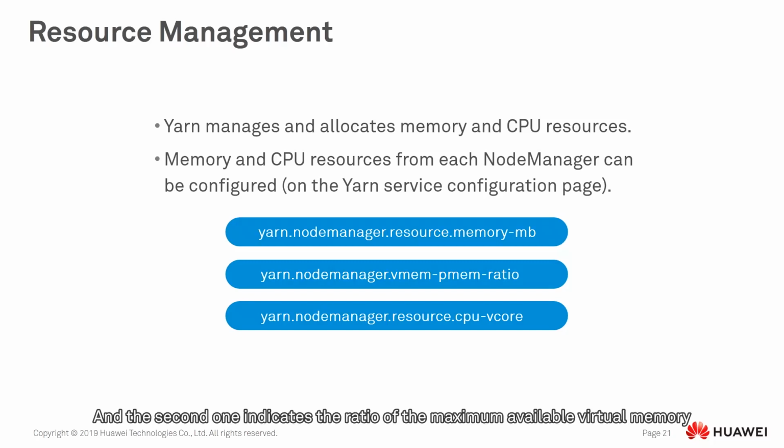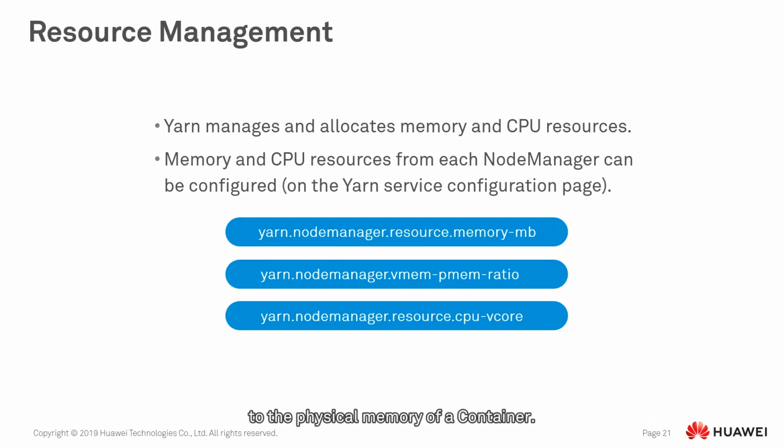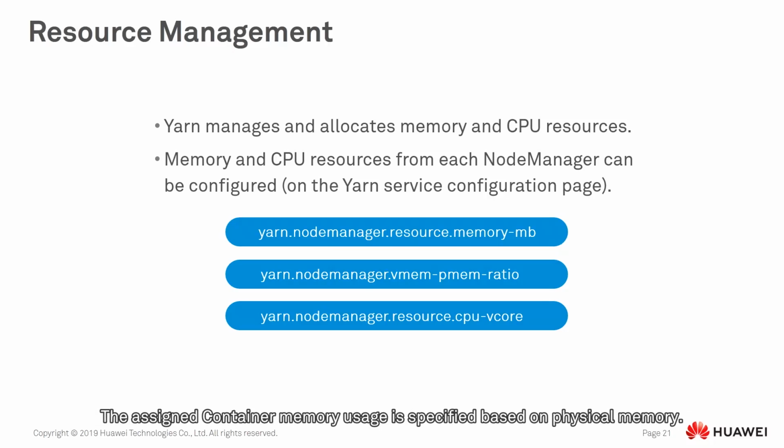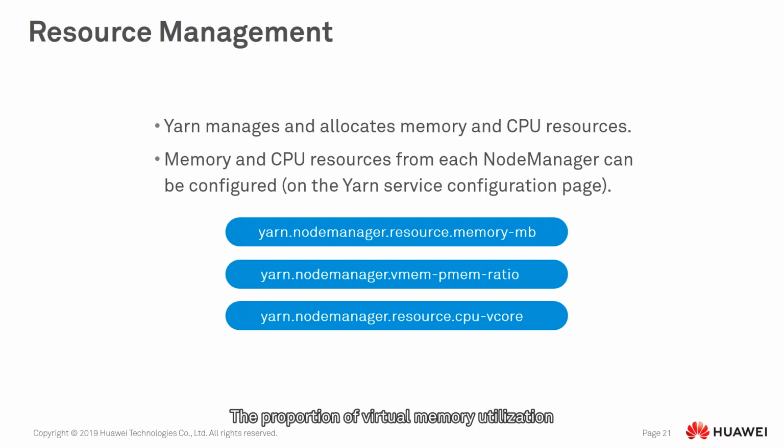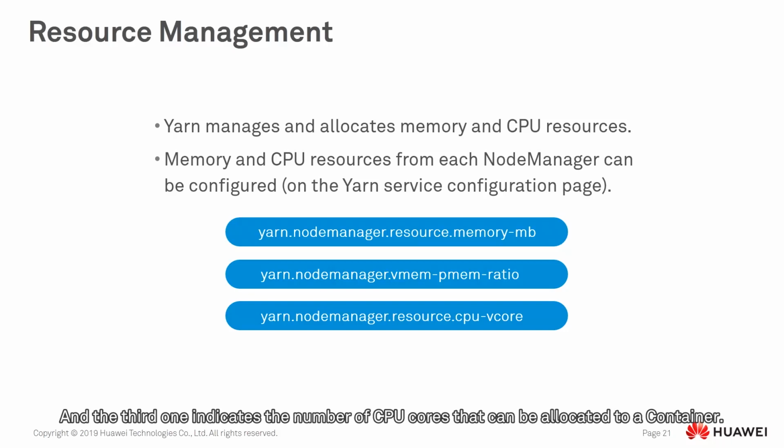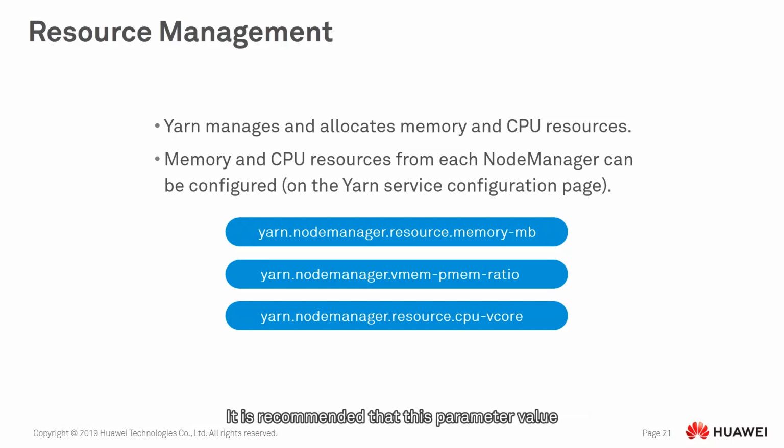The second one indicates the ratio of the maximum available virtual memory to the physical memory of a container. The assigned container memory usage is specified based on physical memory. The proportion of virtual memory utilization exceeding the assigned value is not allowed to be greater than that ratio. And the third one indicates the number of CPU cores that can be allocated to a container. It's recommended that this parameter value be set to 1.5 to 2 times the number of CPU cores.